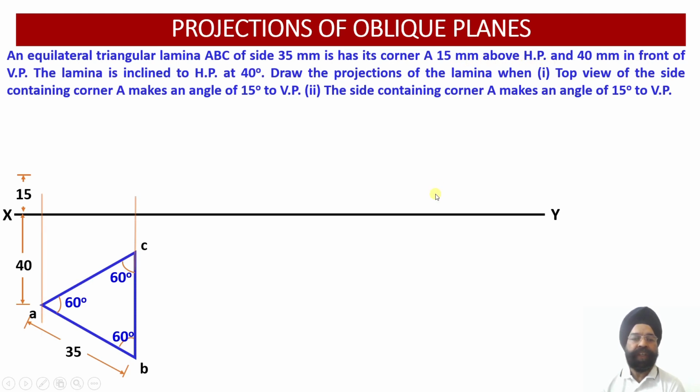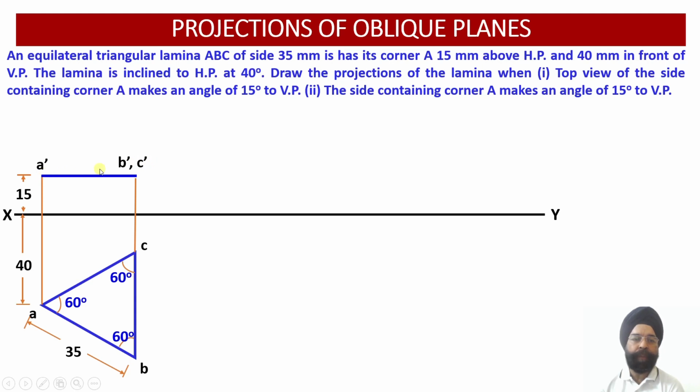So here we go. Now two projector lines we have drawn. So 15 millimeter above the XY reference line, we are able to locate the edge view for this particular lamina. Now why is this view an edge view? Because the lamina happens to be perpendicular to the vertical plane initially. Since this lamina is perpendicular to the vertical plane, its projection onto the vertical plane in the form of front view will provide us the edge view of the lamina. So this is A dash corresponding to A, and then through this you get B dash and C dash.